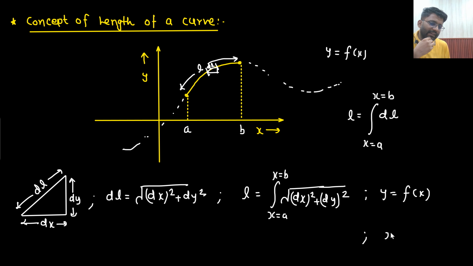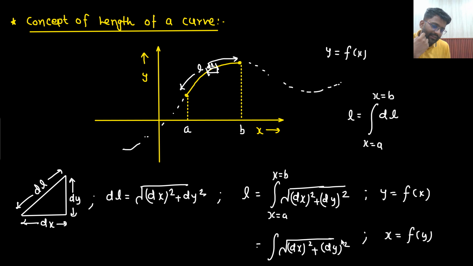What if x was given as a function of y? Again a similar scenario would be there. X and y are there, no? How much do you work in the direction of x? Sir, dx square. In the direction of y, dy square. A similar scenario, just the limits would be interchanged. Y will go from a to b.